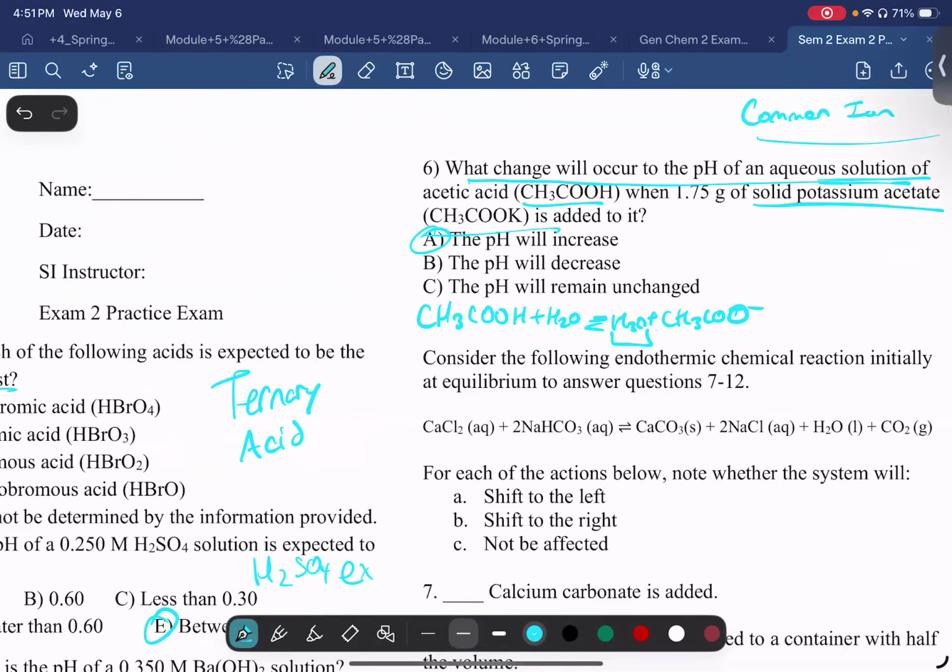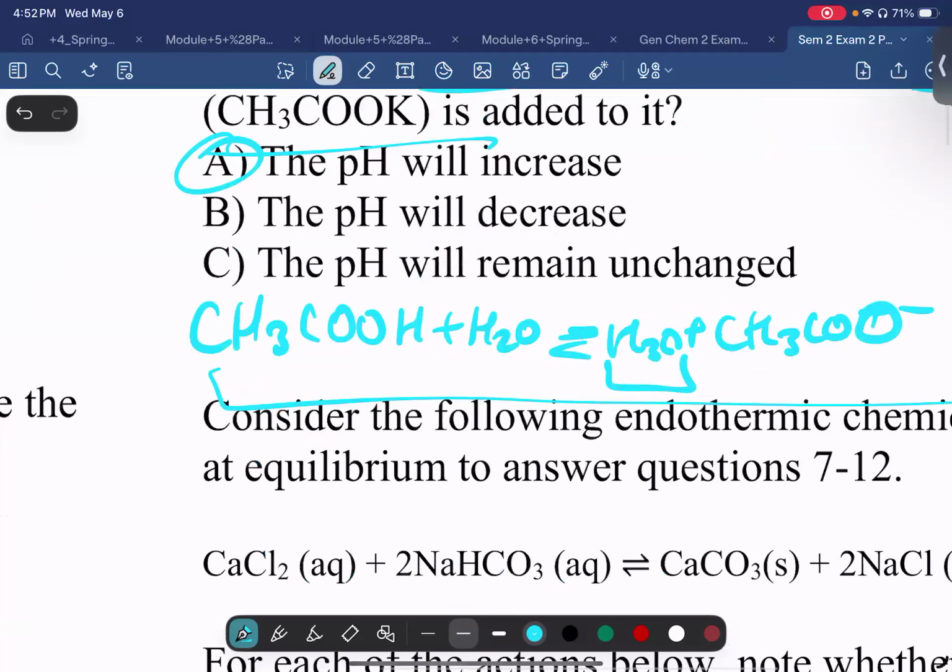But yeah, the bigger idea is that this reaction is the reaction that's initially happening in a solution, and you're adding acetate, so that causes the equilibrium to shift to the left because you're decreasing the hydronium concentration. But yeah, good question.